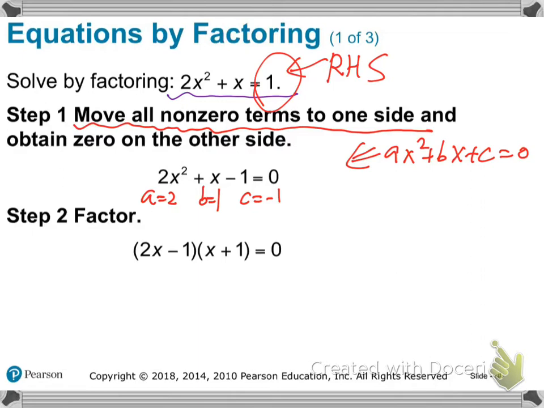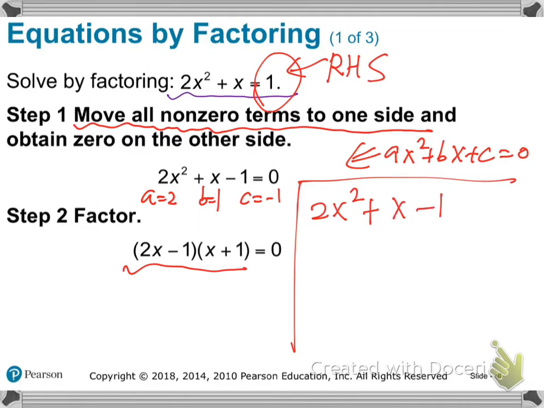So how did we get this product for the left-hand side? Basically it's trial and error. Let's put it here: 2x squared plus x minus 1, only the left-hand side. How do you get 2x squared? It's 2x and x. That's the only way you can get 2x squared, right? And then we get -1. How do you get -1? So this is +1, the other is -1. Or this is -1, the other one is +1.